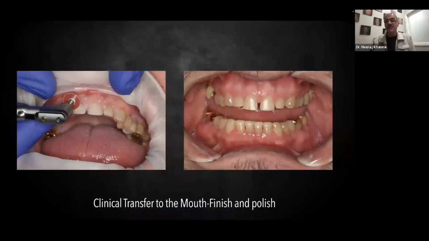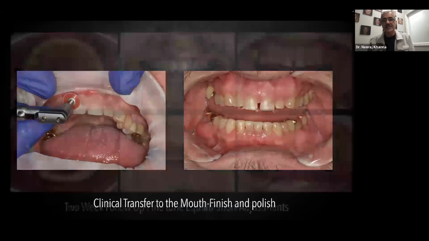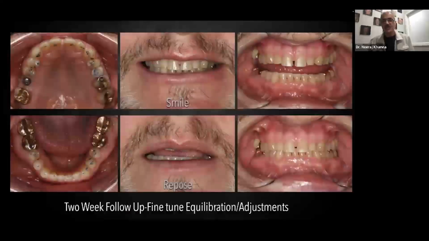And so as we finish the occlusion, we start polishing our restorations. I can use discs. I can use all kinds of polishing tools that are available. I'm not promoting any products at this stage. I'm going to leave you to decide on how you polish your composites, but I'm going to bring David back for a follow-up after 2 weeks to make sure that his muscle memory is comfortable with his new occlusion.